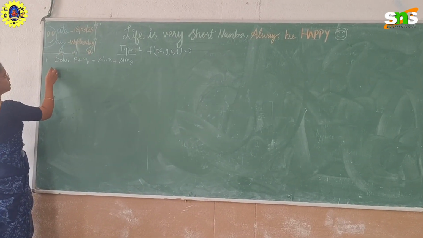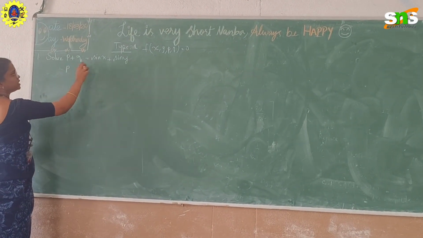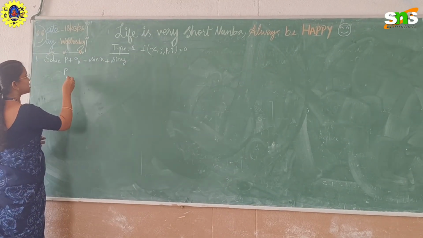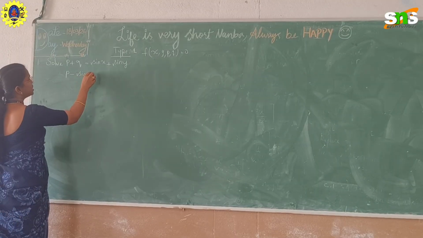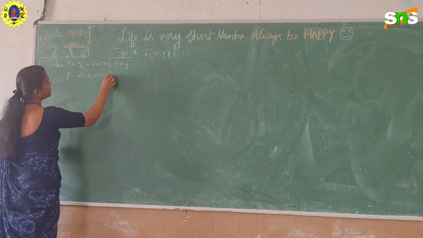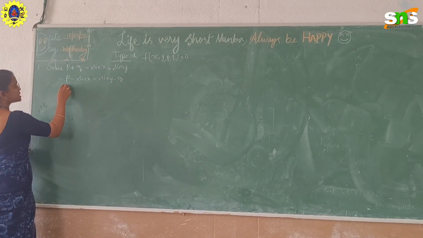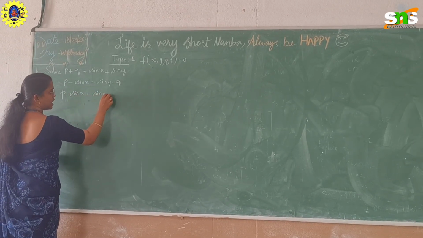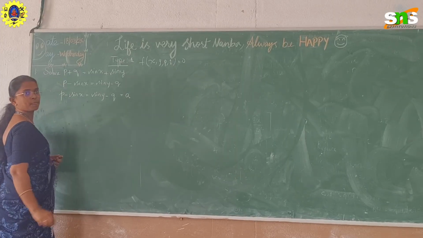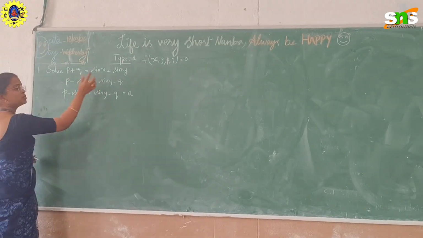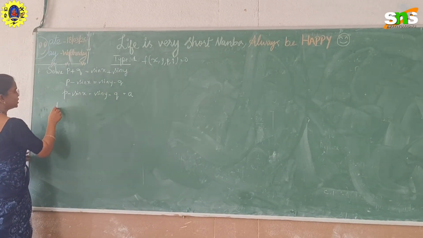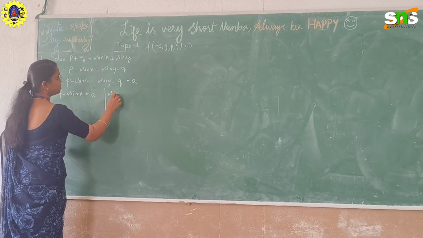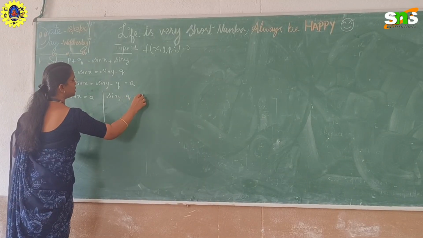Now we are going to separate the equation, with the p and x terms on the LHS and the q and y terms on the RHS. So p minus sin x is equal to sin y minus q. In the next step, you have to equate these two terms with a constant. I am writing my constant as a. So I equate this term to a and this term to a. We will get p minus sin x is equal to a, and sin y minus q is equal to a.